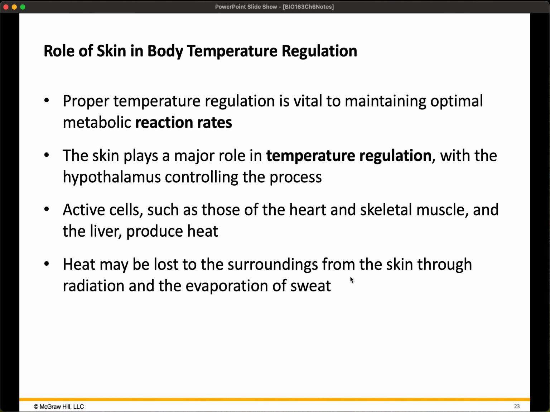Heat can then be lost to the surroundings from the skin through radiation, so just heat moving off of your body. Sometimes, if someone just finished working out, they just finished running or something, you don't even have to touch them. You can just have your hand a couple of inches or so from their skin, and you can feel the heat coming off of them. That's that radiating heat. And the evaporation of sweat.